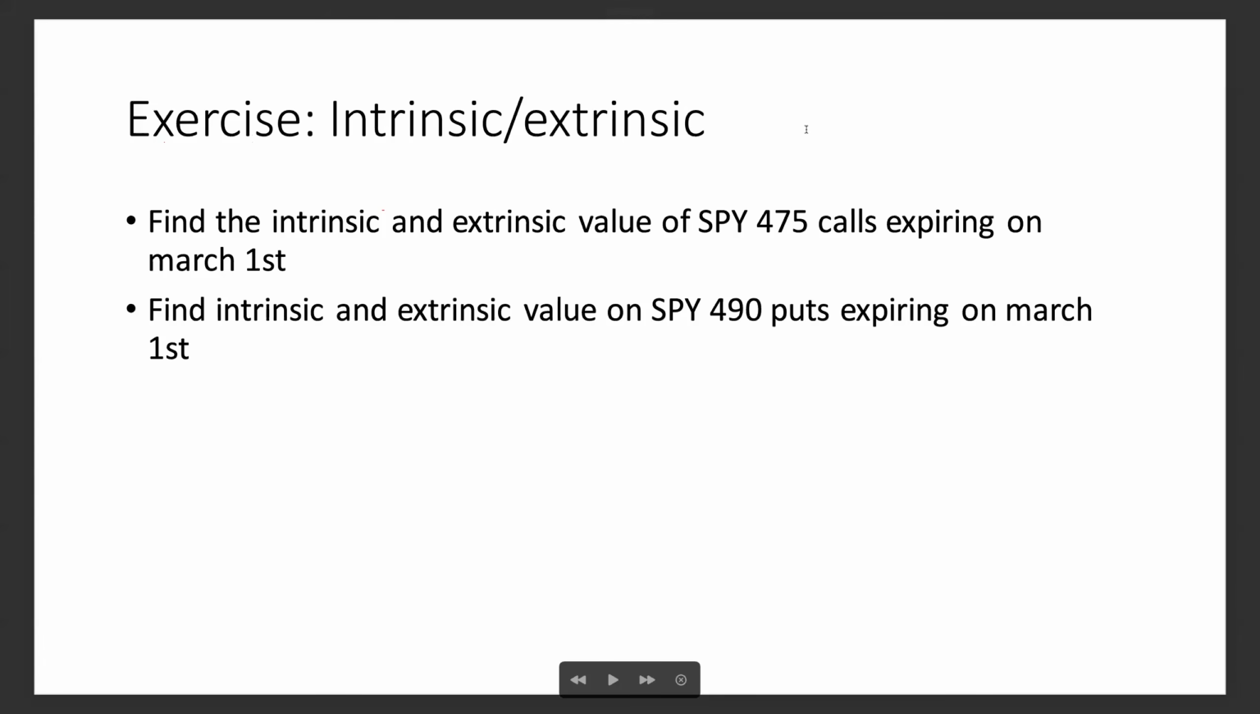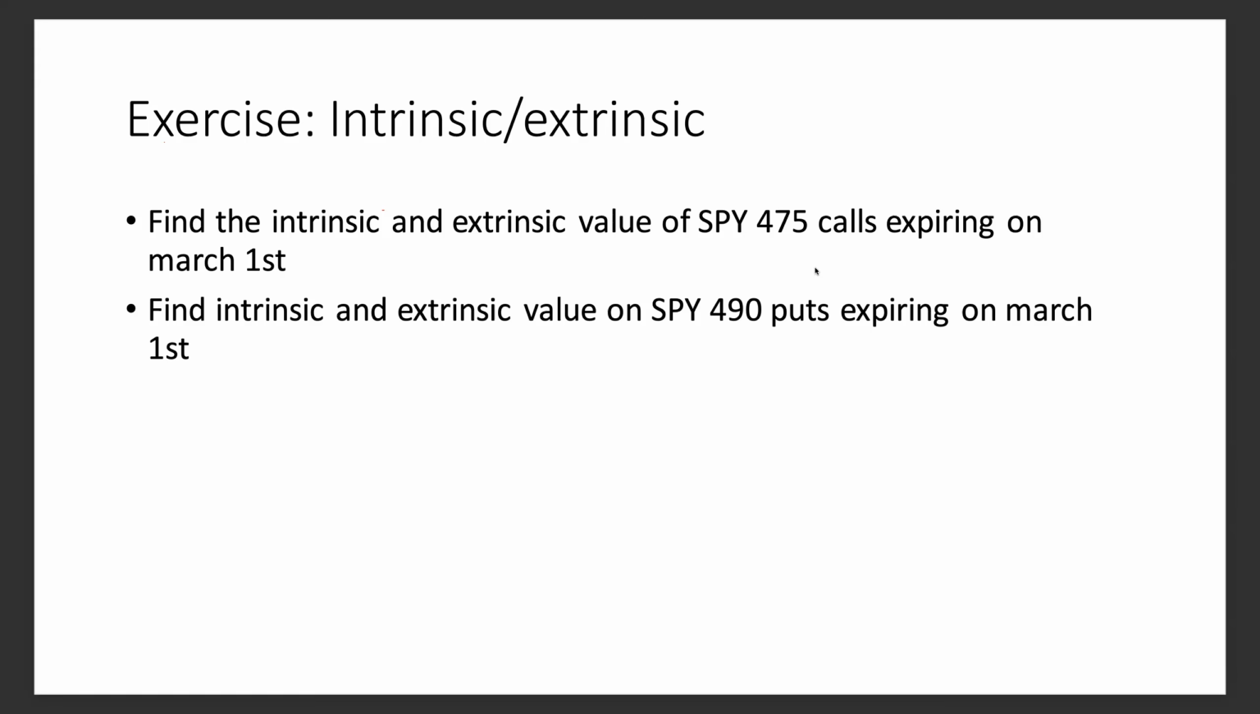So let's go over a small exercise to see if you understood. You don't have to give me the answer for this, but you can work this out on your own. So open up your option chains and look for SPY 475 calls, which are expiring on March 1st. Check it out and let me know what's the cost of the contract. Let's work this first one together.